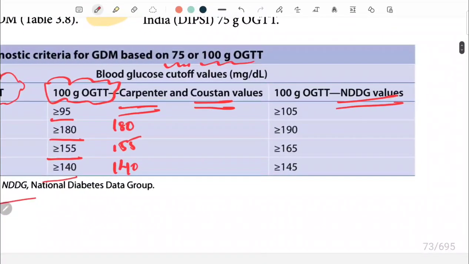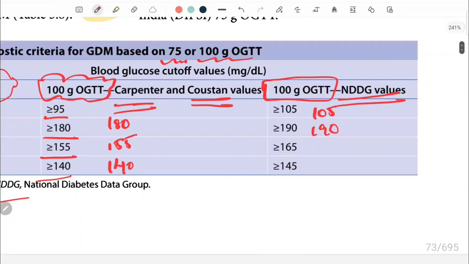Next is the 100 gram OGTT according to the National Diabetes Data Group values. Fasting is 105. First hour sample more than or equal to 190. Second hour sample more than or equal to 165. And third hour sample more than or equal to 145. So here it is 95, here 105.